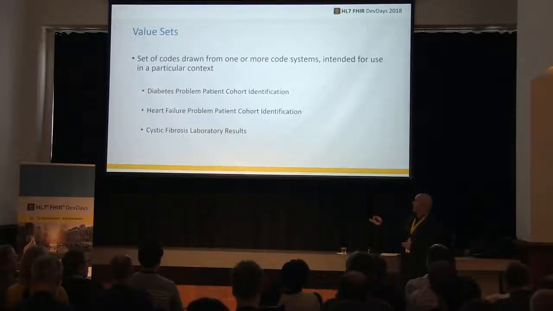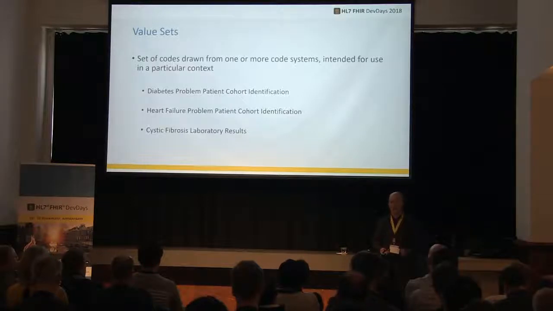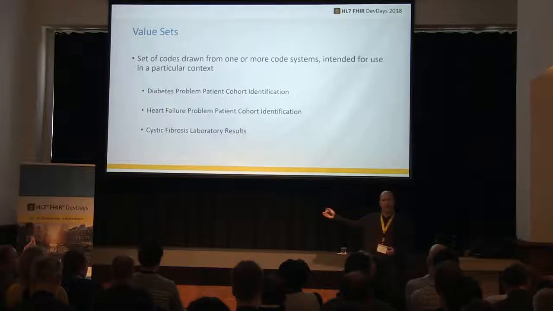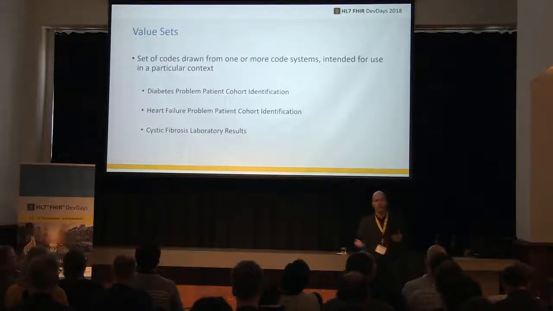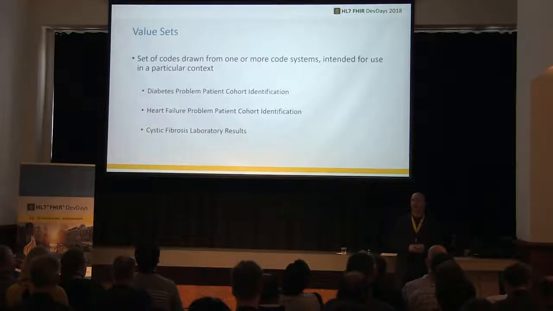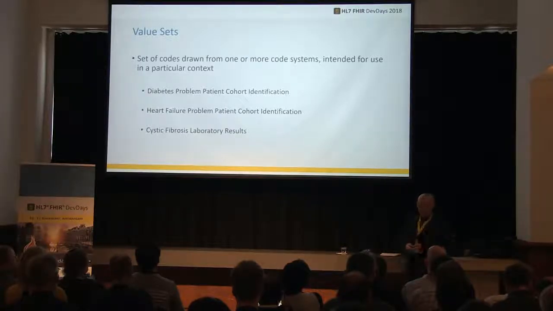What are the different traits or conditions that a patient would have that would qualify them for being a diabetes cohort? Heart failure problem, patient cohort identification. Again, another set of codes drawn from one or more terminologies. We can grab some from ICD-10, we can grab some from SNOMED, put them together and say, if a patient has any one of these, we're going to put them in the heart failure problem cohort. Cystic fibrosis laboratory results. What are the different lab results associated with cystic fibrosis? So again, a set of codes drawn from a code system for one or more purposes.